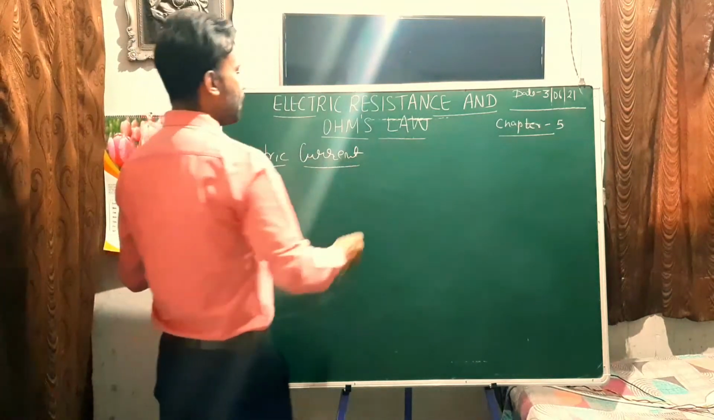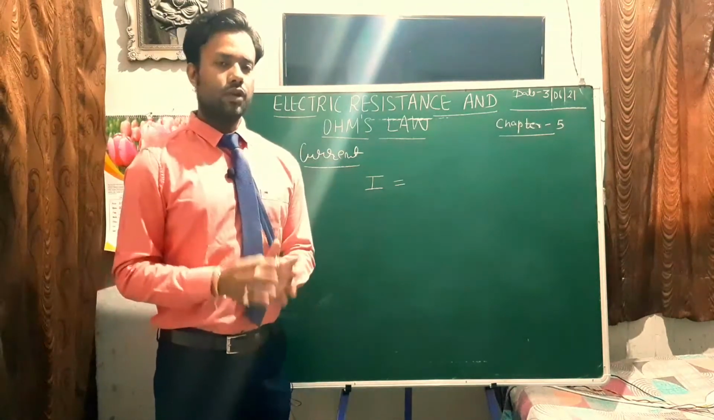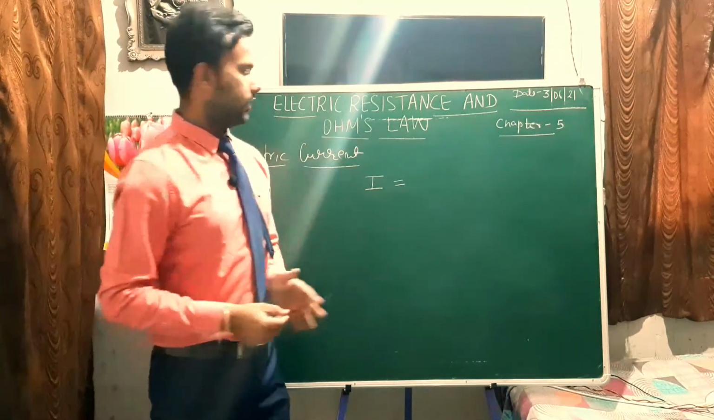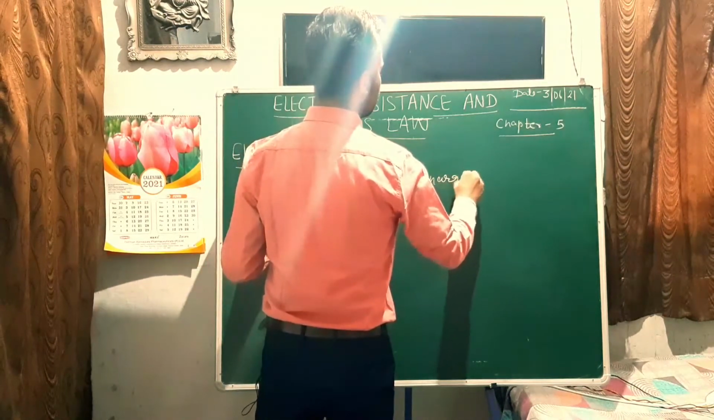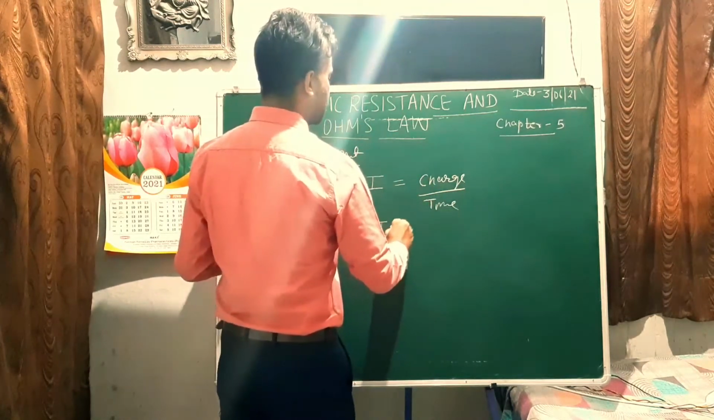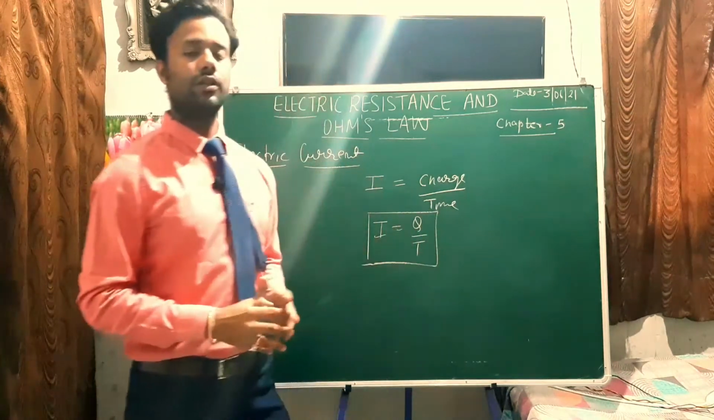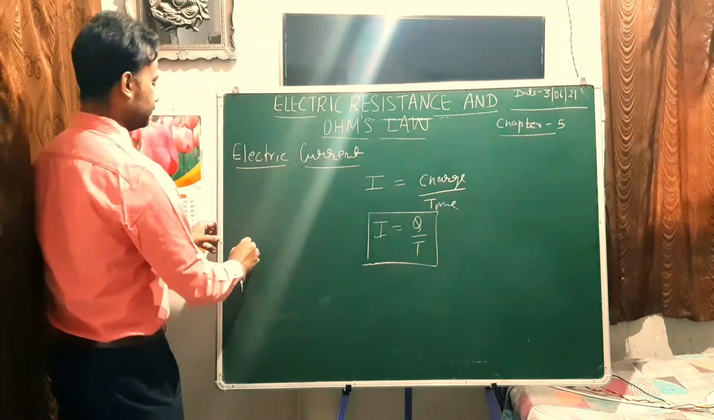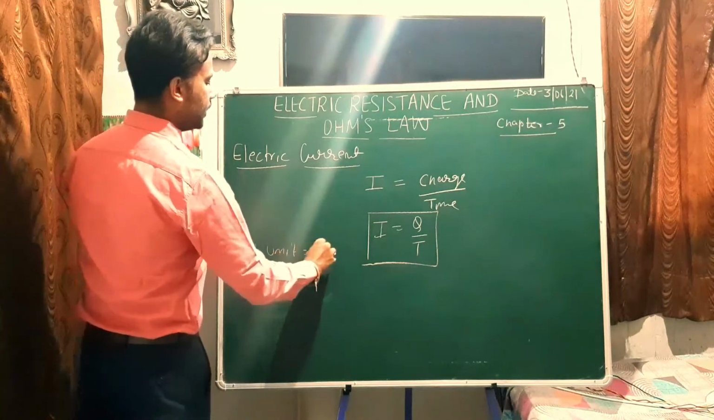So electric current is denoted by the letter I. All of you know that. So current is nothing but the rate of flow of charge in a circuit. That means charge per unit time, that is I equals Q by T. That's your electric current. If you talk about the SI unit, it is ampere.